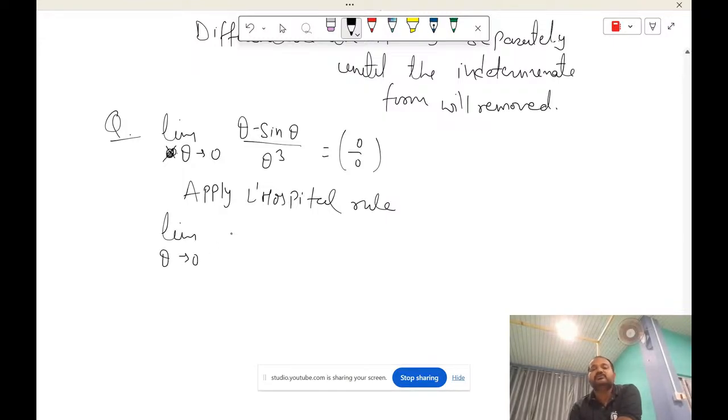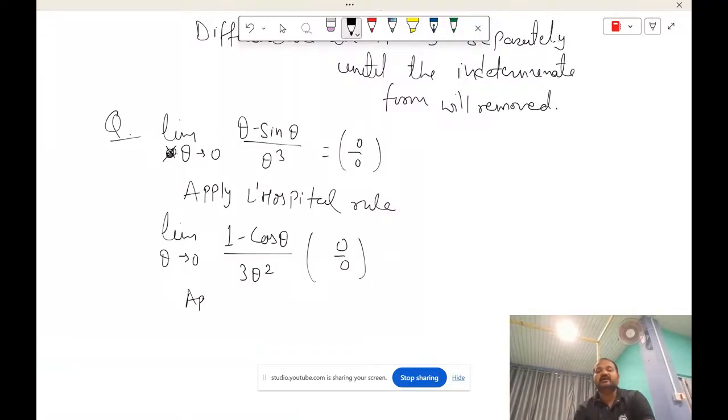So we differentiate the numerator with respect to theta. d theta by d theta, the differentiation of theta with respect to theta, will be 1, and the differentiation of sine theta will be cos theta, upon the differentiation of theta cube, which is 3 theta square. Again we will check whether it is independent of the indeterminate form or not. If you substitute theta equal to 0, 1 minus cos 0 will be 1 minus 1, which is 0, and the denominator will also be 0. So again it is in the 0 by 0 form.